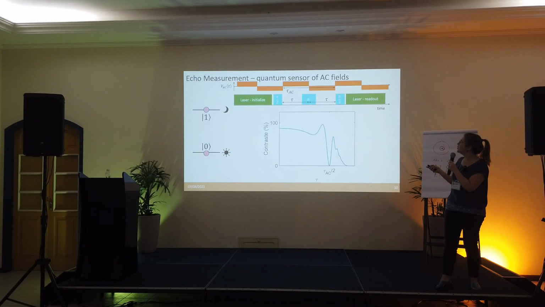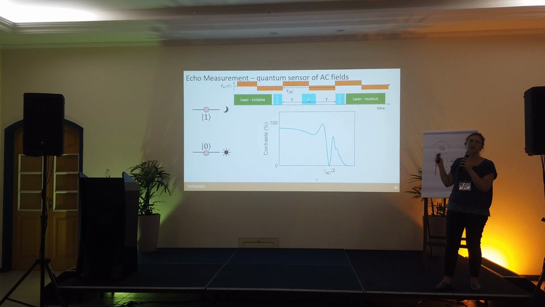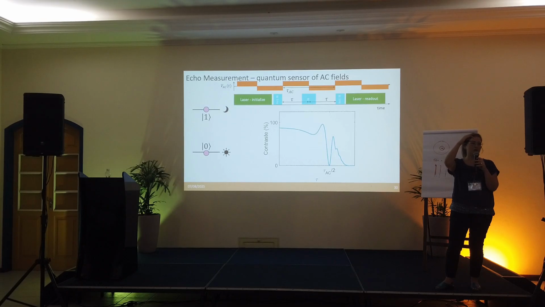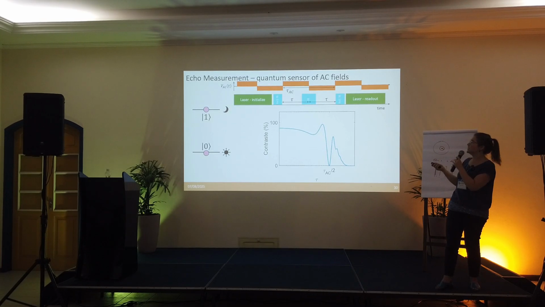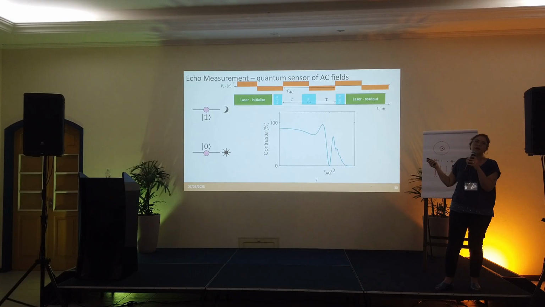But these things are independent of each other. These are the microwave pulses that I use to control my qubit. Those need to be on resonance with my electronic transition, with my spin transition, right? If I'm doing sensing, this doesn't have to be resonant with anything. Right?